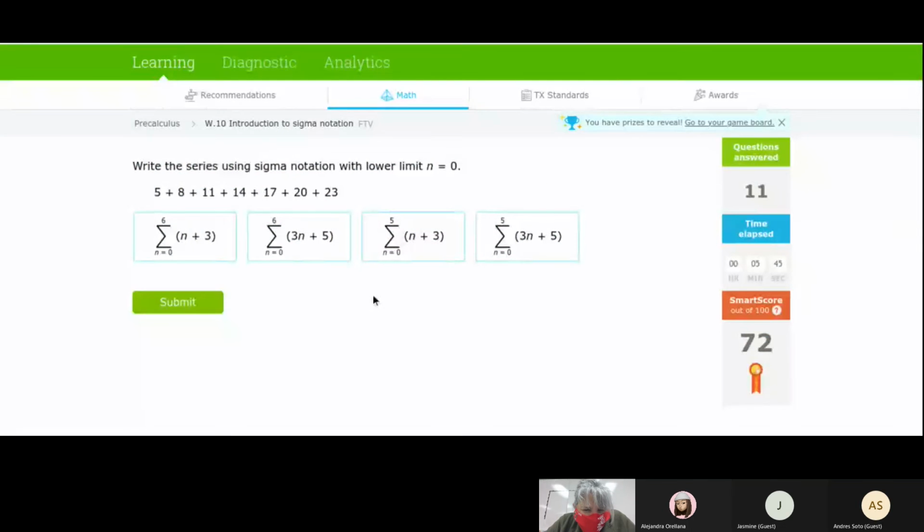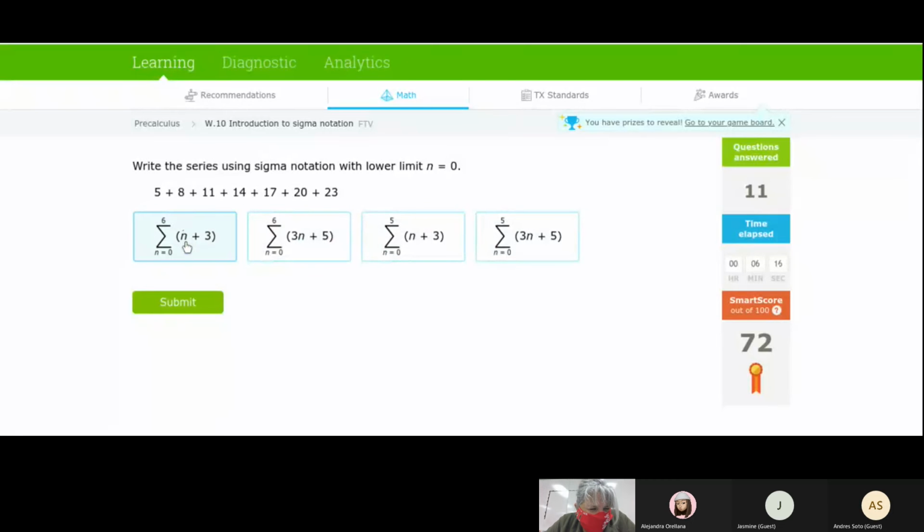Okay, here your lower limit is 0, so it says n equals 0. Notice that your top number there, some of them say 5 and some of them say 6. There are 1, 2, 3, 4, 5, 6, 7 terms. So it goes from 0. The first term is n equals 0, n equals 1, 2, 3, 4, 5, 6. So the top number, the upper limit should be 6. So it's between the first and second one.